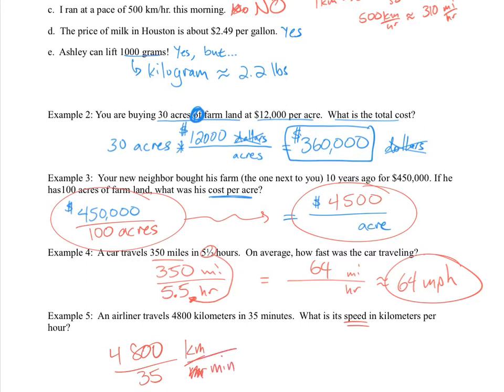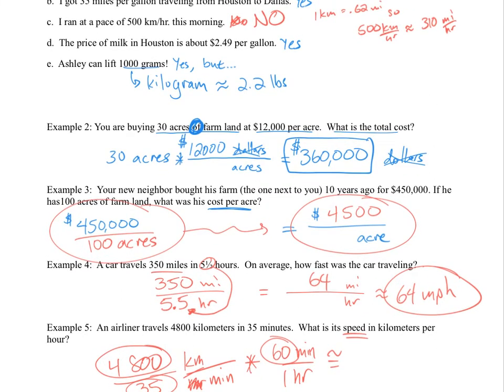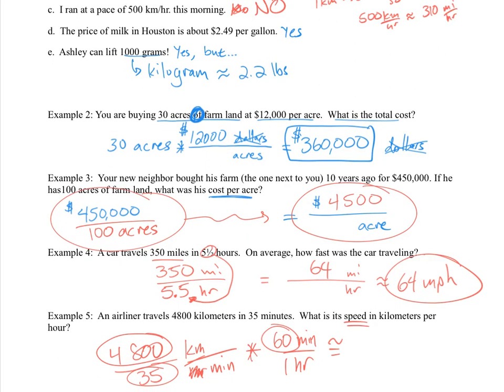So we have to do some unit conversion here. Times 60 minutes per 1 hour. It's a good thing I read that. We have minutes here, but hours here. All right, so what do we do? We can multiply 4,800 times 60, and then divide it by 35 in the bottom to get roughly 8,288.6 kilometers per hour.